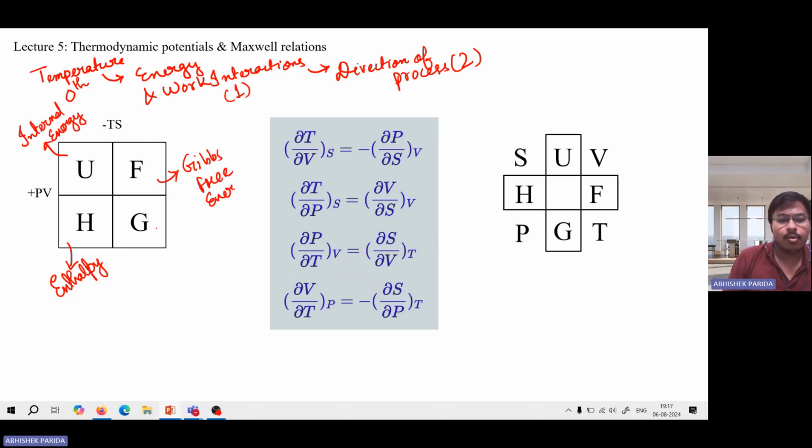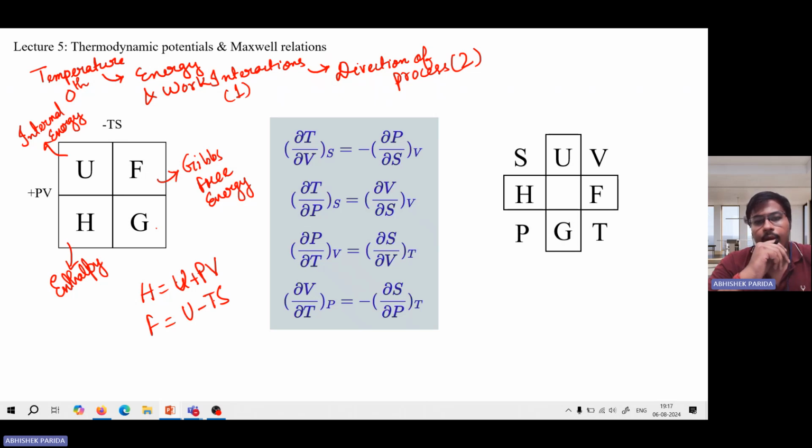Now we can calculate the interrelationship between these by using this square, like H is equal to U plus PV, and this has been very widely covered in the lectures. F is equal to U minus TS, like this. Then came the Maxwell relation.